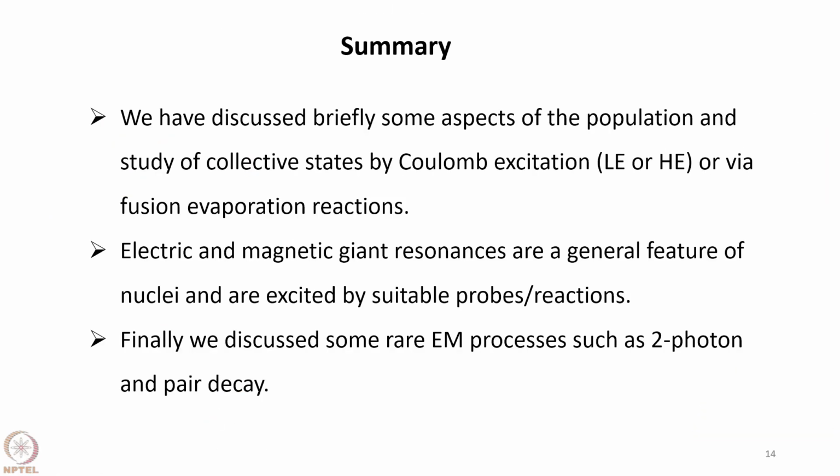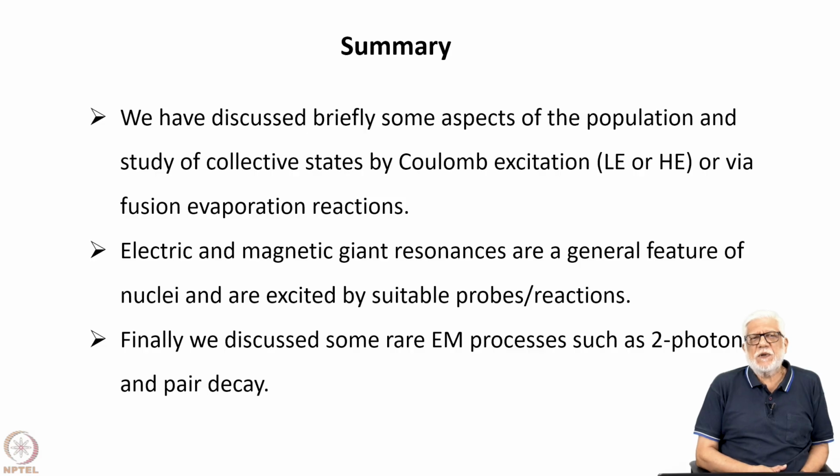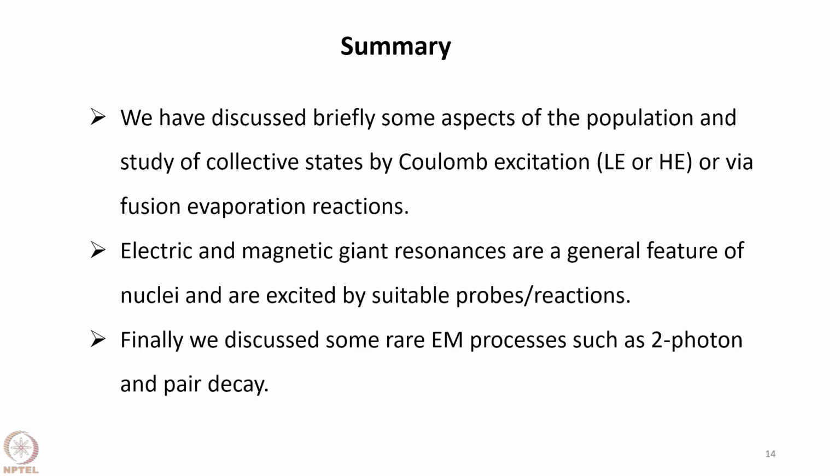Okay, so in summary, we have discussed briefly, of course, some aspects of the population and study of collective states by Coulomb excitation, low energy as well as high energy. So less than 5 MeV per nucleon, greater than or of the order of 1 GeV per nucleon, and also by fusion evaporation reactions. The electric and magnetic giant resonances are a general feature of nuclei and are excited by suitable probes and suitable reactions. Finally, we discussed some rare processes such as pair decay and E4 decay in 60 nickel. Thank you.